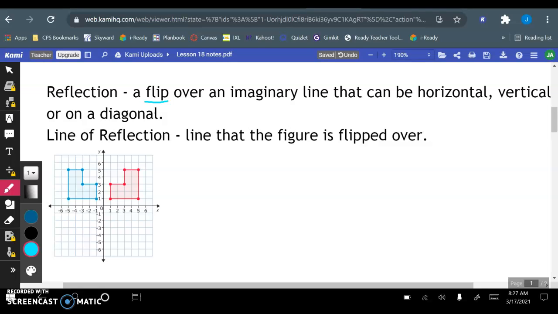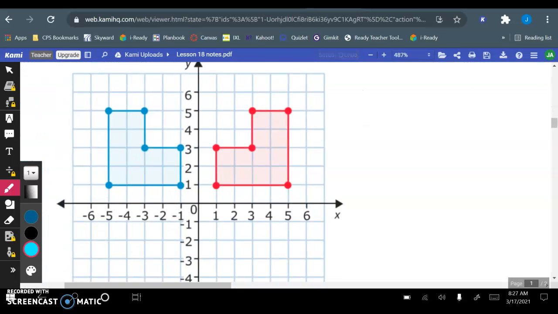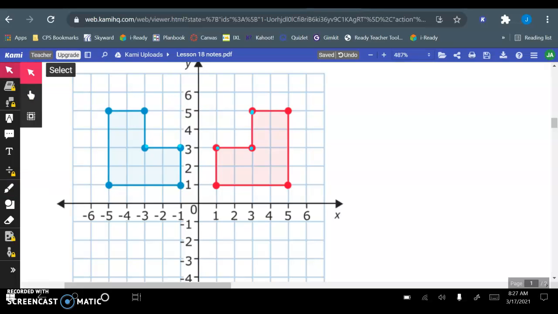So in the picture here, these figures are flipped over the y-axis. If you look at the same point, this point and this point are both 1 away from the y-axis. This point and this point are both 3 away, as well as these points. So they're the same distance from the y-axis, and it's a reflection over, or a mirror image, over the y-axis.